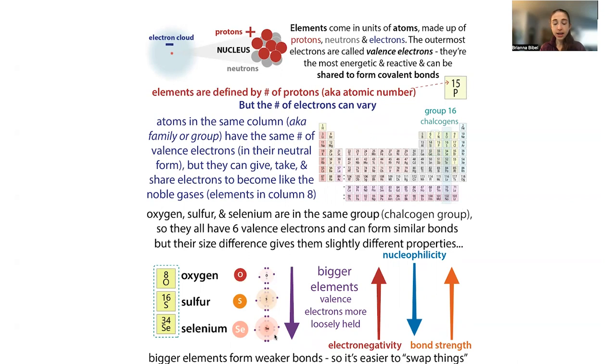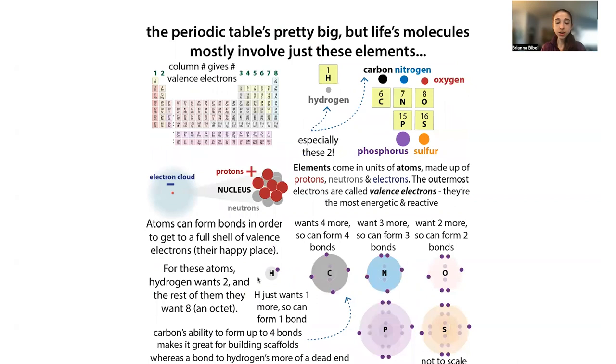It's also that selenium is going to have a lot more protons than a sulfur. So you can see selenium has 34 protons versus sulfur has 16 and oxygen has 8. And in its neutral form, it's also going to have an equal number of electrons, so this would have 34 electrons. And well, if you have a single electron, like in the case of hydrogen, you're going to notice if you lose that electron.